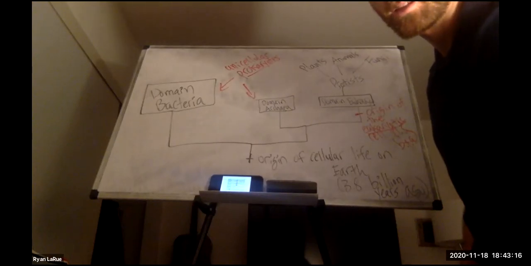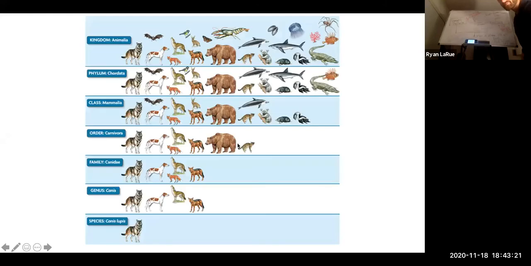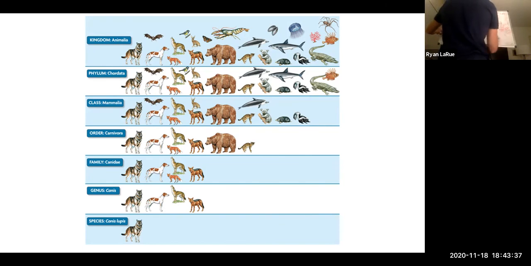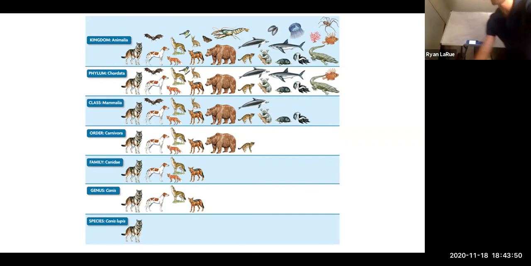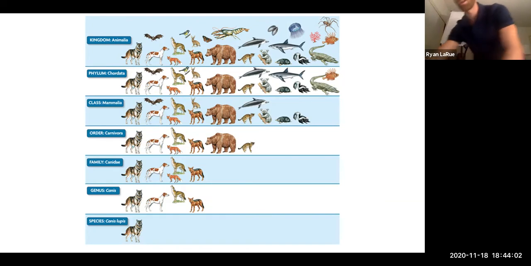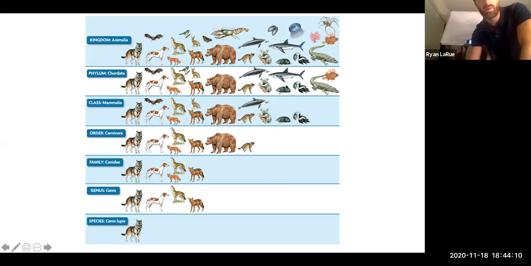So let's go. Okay, this doesn't have domain on it, but it starts with domain at the top. I'll leave that up for a moment while I erase. Take a look at the words on the left there. See how kingdom comes next. Okay, so we're actually gonna go through this for a wolf and how a wolf is classified.